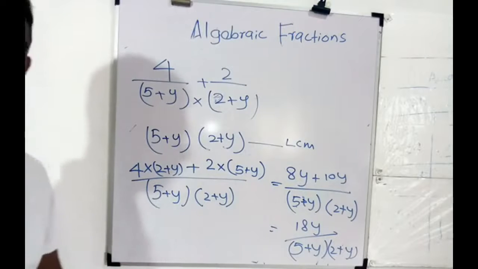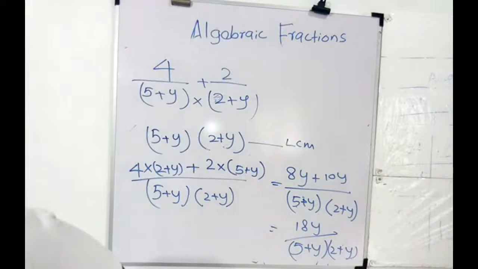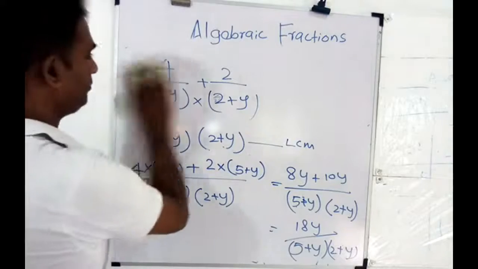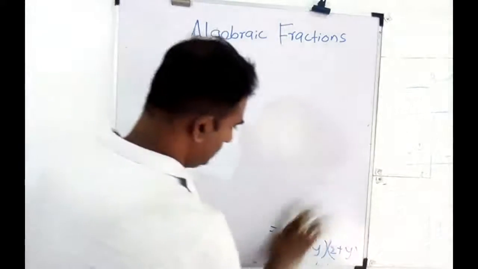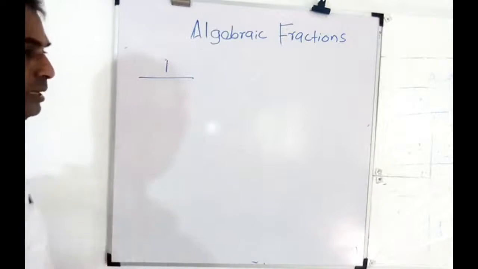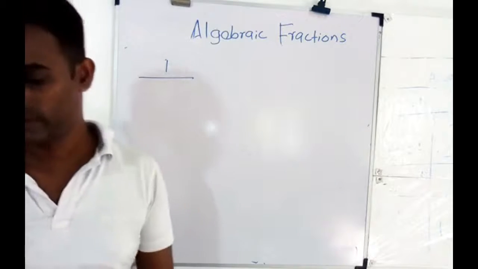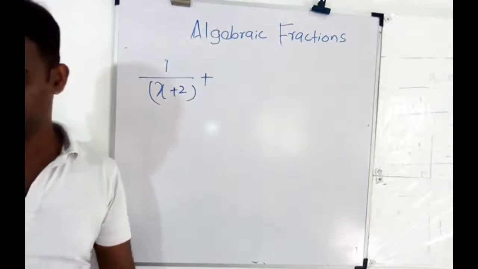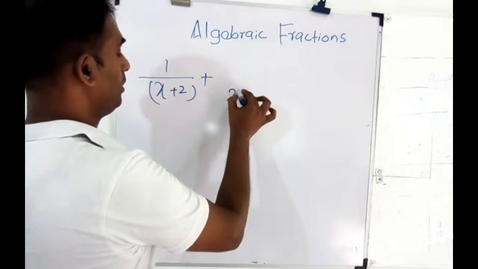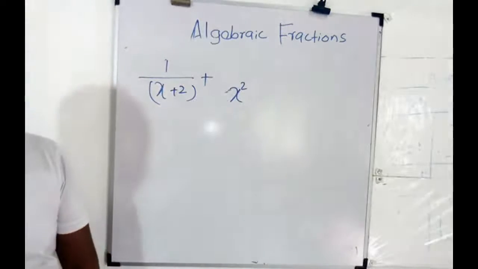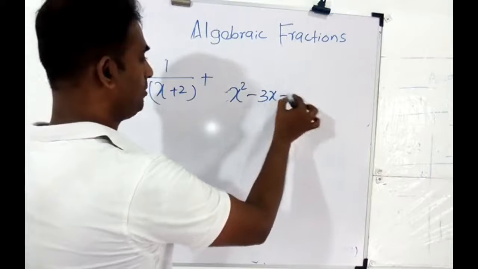Don't simplify, right? Those are the examples we want to discuss, especially. Other one also there, right? Like this, other one also there. Another example, this example is discussed in your textbook also, I think. x plus 2, plus, x square minus 3x minus 10.